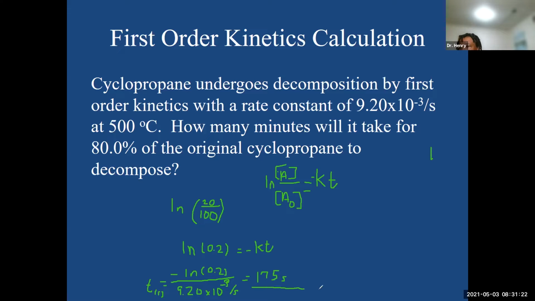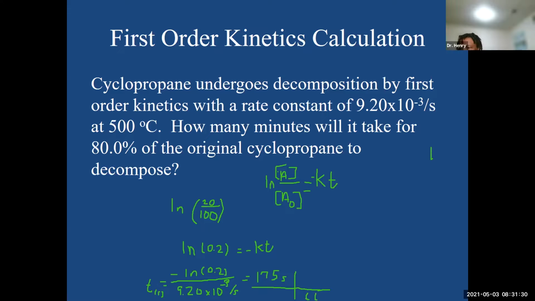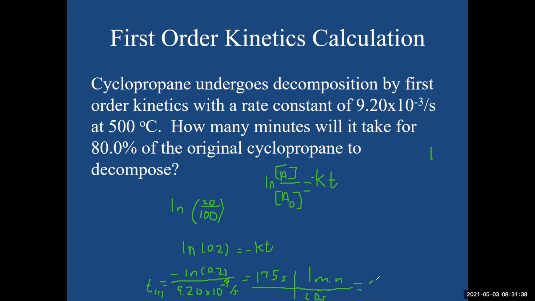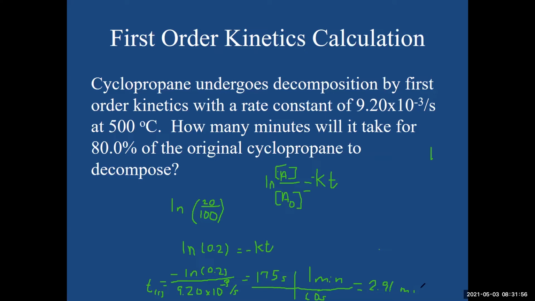So if we change that to minutes, divide by 60, since 60 seconds equals 1 minute. So 3 minutes. I rounded a little too much, so it'll be 2.9 if we have 3 sig figs. This one is 3 sig figs, and this one is 3 sig figs. So 2.91, right? Yes. Okay, piece of cake.